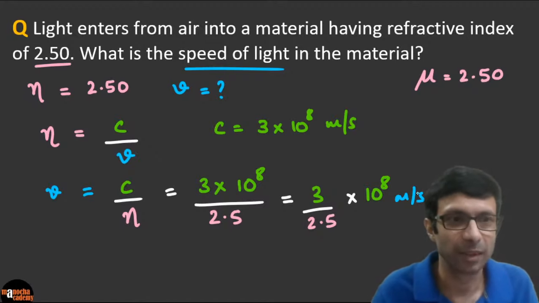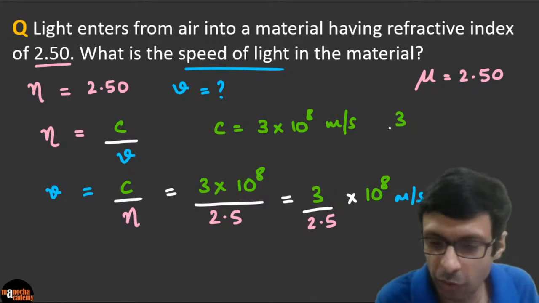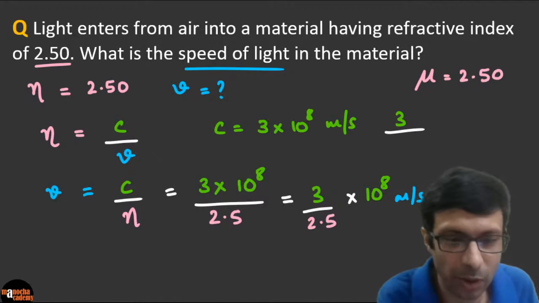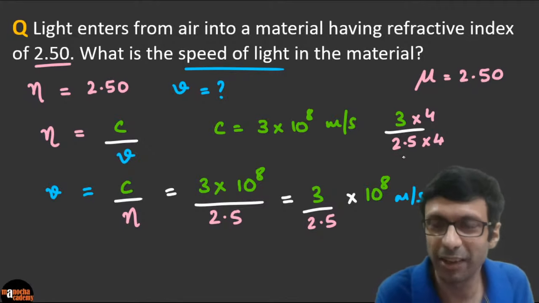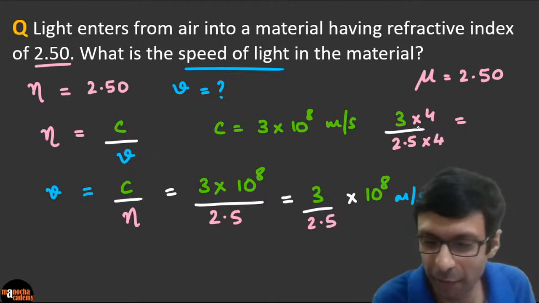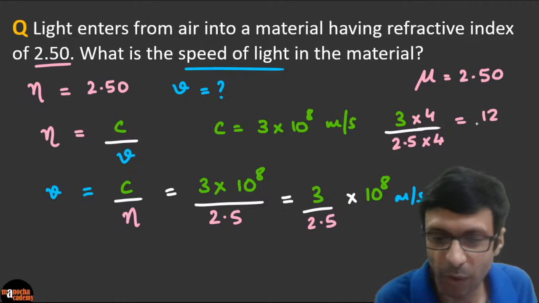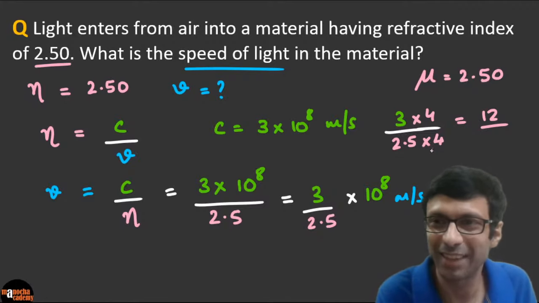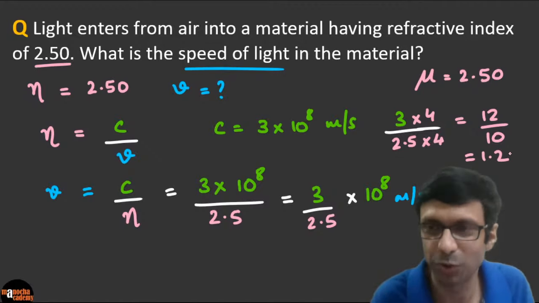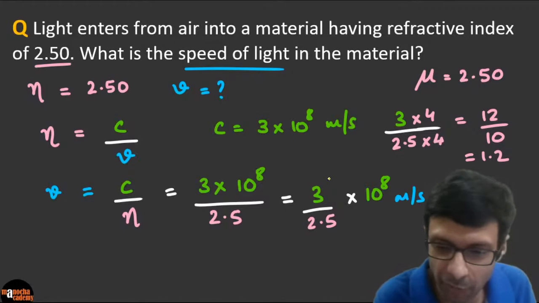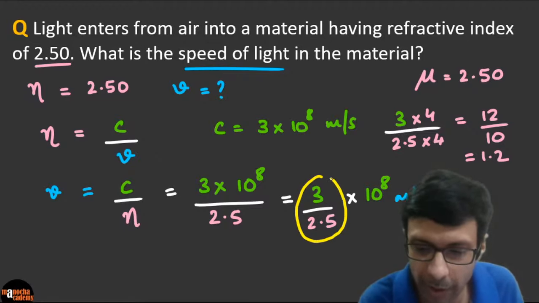Do you guys agree? Okay. And let's quickly solve that 3 by 2.5. Let me show you a neat trick to do that. If you have 3 by 2.5, one interesting thing you can do is multiply by 4. When you multiply the numerator and denominator by 4, what do you guys get? Come on, do that for me. If you do 3 into 4, you're going to get 12 in the numerator, right? 12 divided by 2.5 into 4 is 10. So you're going to get 12 by 10, which is nothing but 1.2. So you can really calculate this part really fast, by multiplying the numerator and denominator by 4.